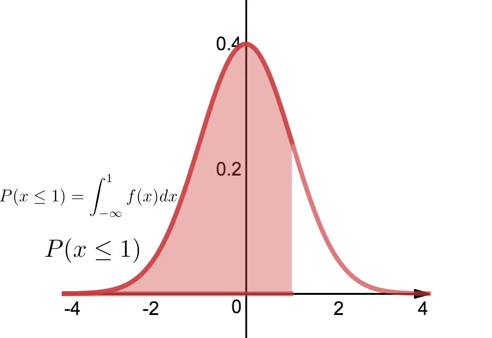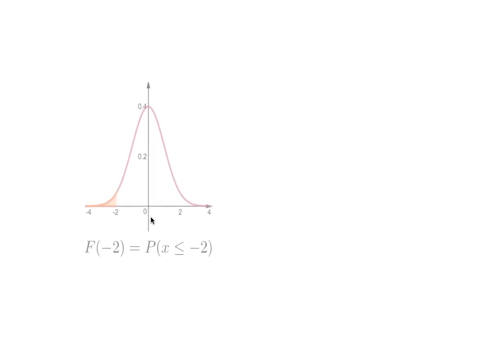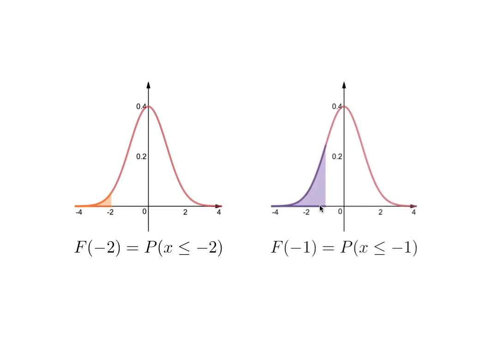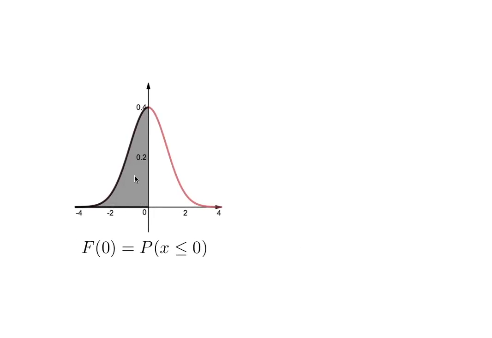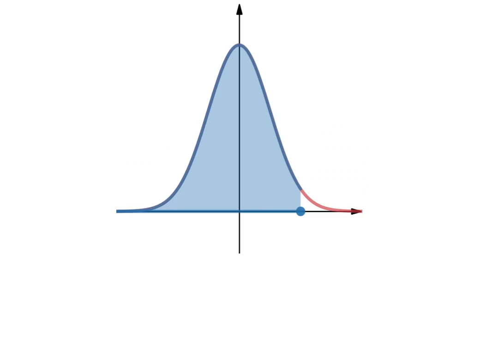Now let's go back to the formula of the CDF. You have F of t equal to the probability of x less than or equal to t. So whatever you calculate for the probability of x less than or equal to negative 2, or the area of the region right here, that is equal to capital F of negative 2. Here, the area of the region is equal to the probability of x less than or equal to negative 1, equal to capital F of negative 1. This region right here, the area is equal to capital F of 0, and the area of this region is capital F of 1.